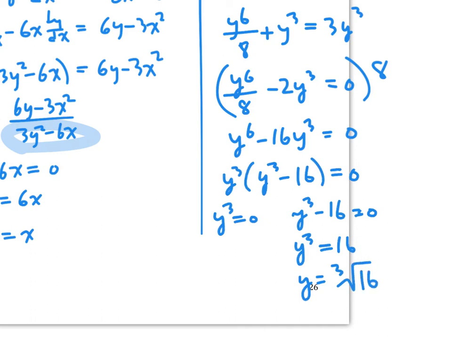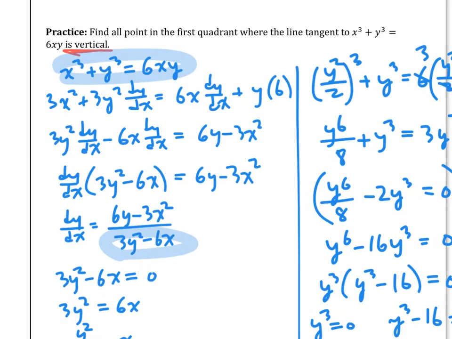All right. Now at this point, we need to actually figure out the point, right? Because that's what the question is saying. Find all the points. So we only found a y value. We need to actually find a point. And so now the question is, how do I find the x value to this y? Again, plug it back into the equation.